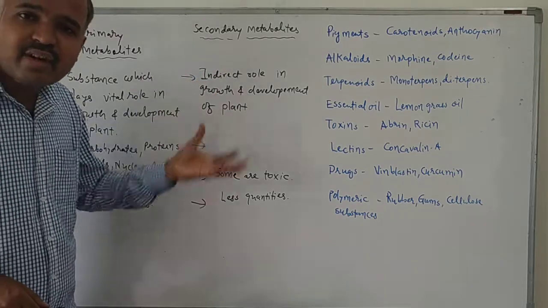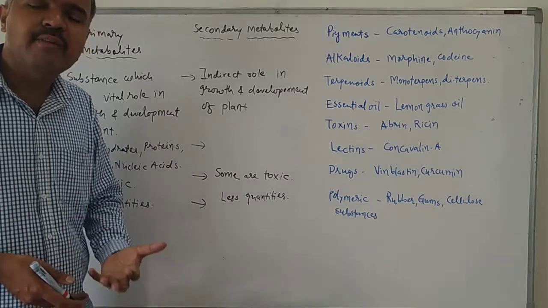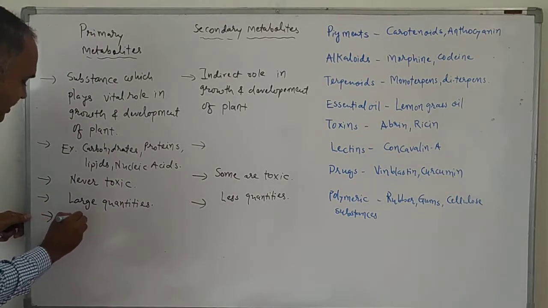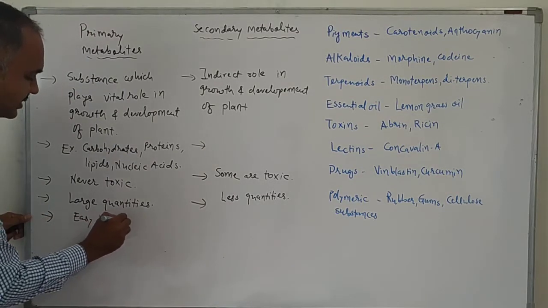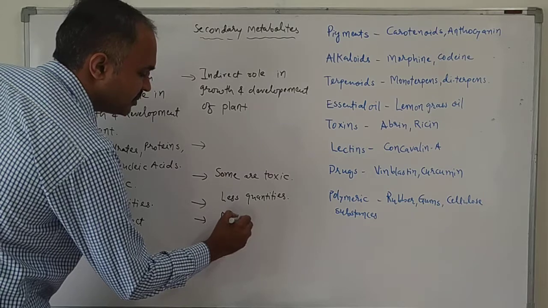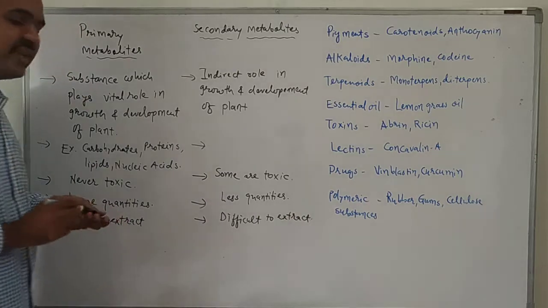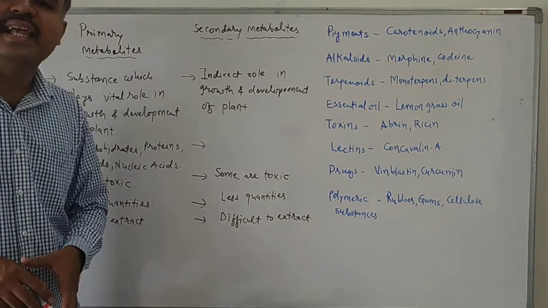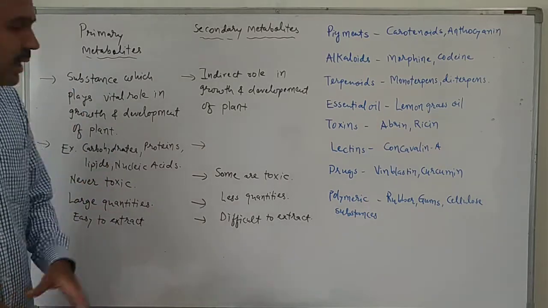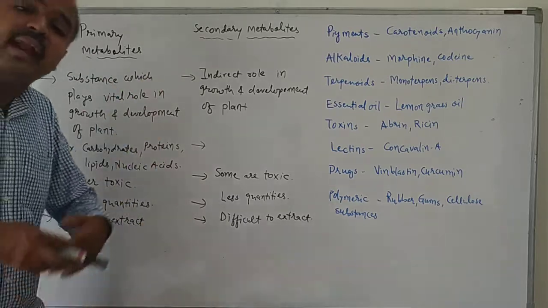Whereas if we want to extract secondary metabolites from the plant body, it is a difficult process. So primary metabolites are easy to extract, and secondary metabolites are difficult to extract. We cannot extract them easily as their concentration is very less in the plant's body, but we can easily extract the primary metabolites from the plant's body. So this is the difference between primary and secondary metabolites. If you understand this difference, then the whole topic is clear.